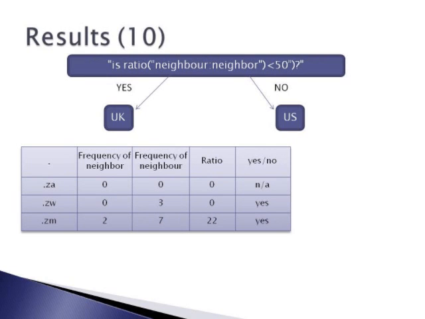This shows the application of the decision tree, is the ratio of NEIGHBOUR to NEIGHBOR less than 50? This table shows that with Zimbabwe and Zambia, they do have a ratio of less than 50, and so according to this decision procedure, they prefer UK spelling. However, with South Africa, there were no occurrences of the word neighbour with either spelling, and so it cannot be taken into account.